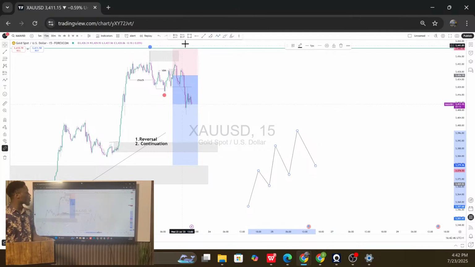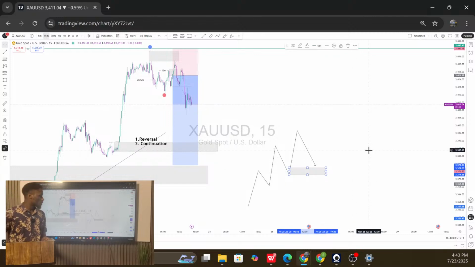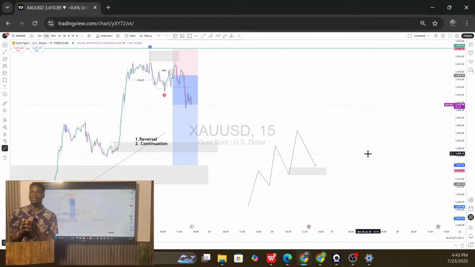Why? Because price has actually approached your zone, right? So what is the next thing you do as a trader? You want to scale down to your lower time frame.